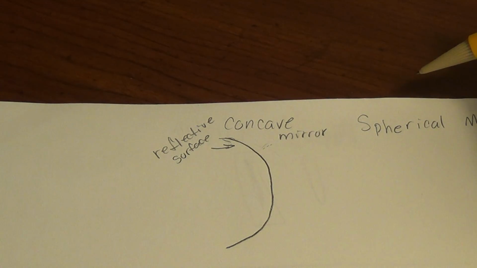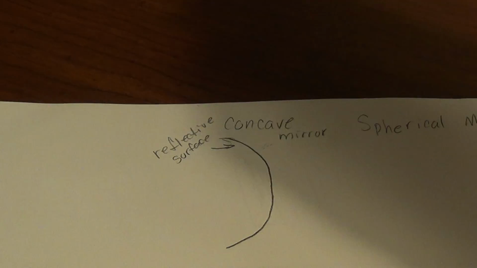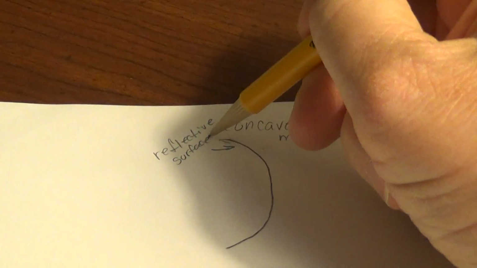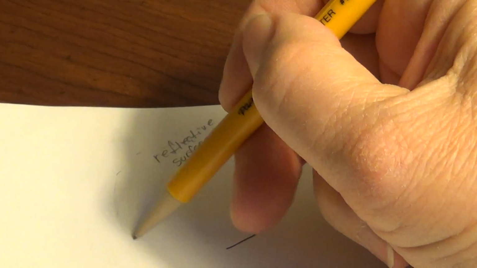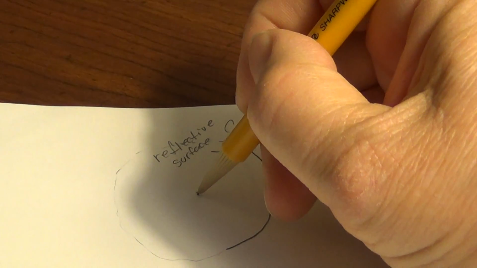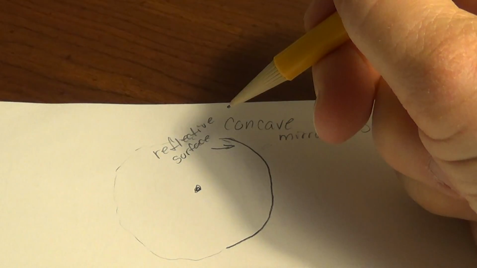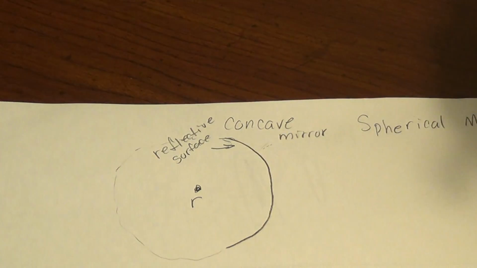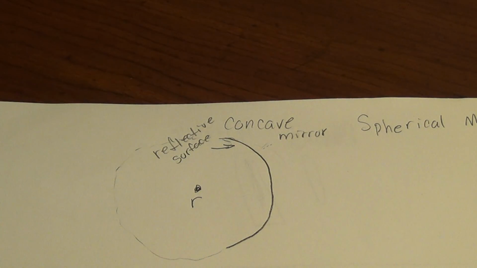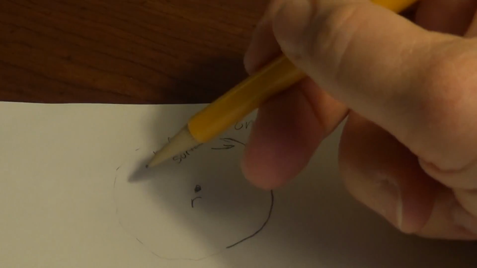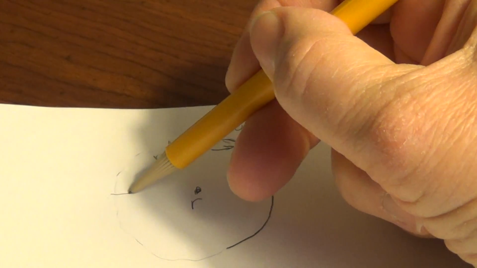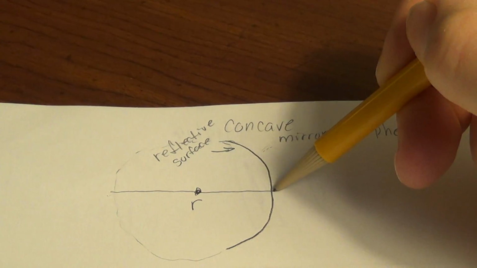So let's look at some properties of this spherical mirror. If we were going to complete the circle, it would have a radius. It looks like it would be about right there. That point is important, and I'm going to call it R for the radius. It's the center of the circle. I'm going to call it the radius point. Now we're going to draw a straight line through the radius to the mirror, and that line is called the optical axis.